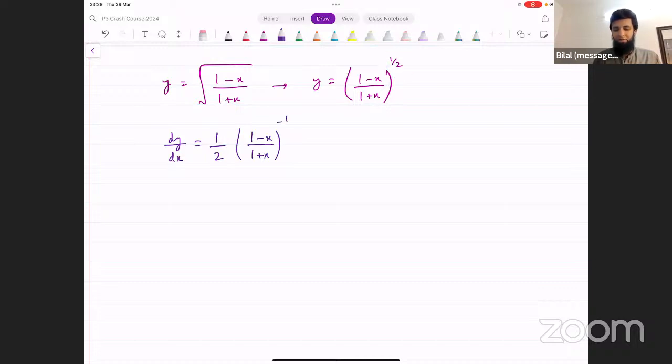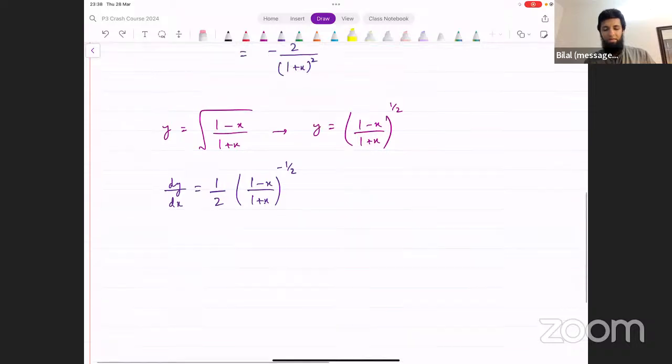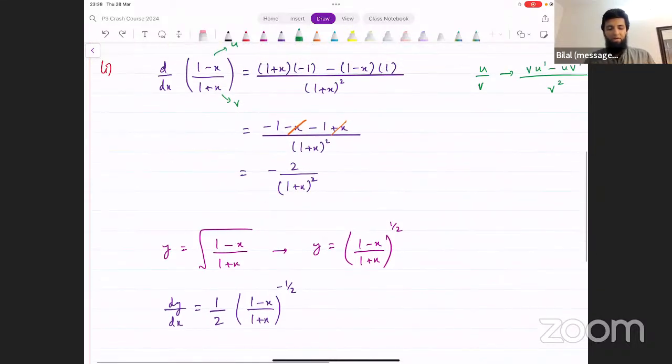1 over 2 minus 1, that's minus 1 over 2, multiplied by the derivative of the base of the power. So this is the base, 1 minus x over 1 plus x. You have to multiply by the derivative of this. Now, we have already done that here. We found the derivative of this expression. That is why they asked us to find the derivative of this fraction first.